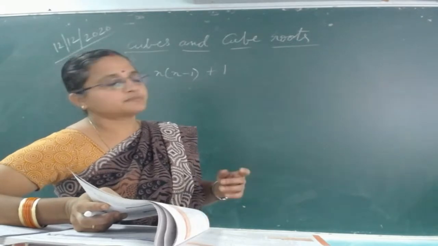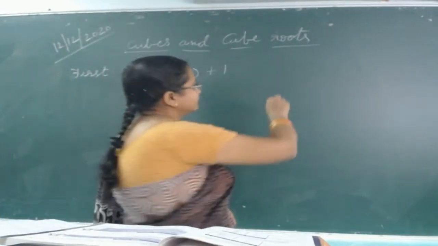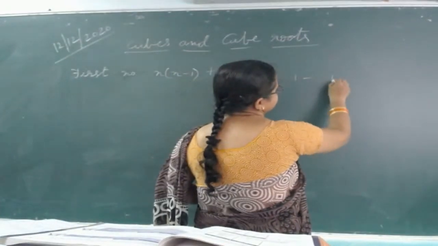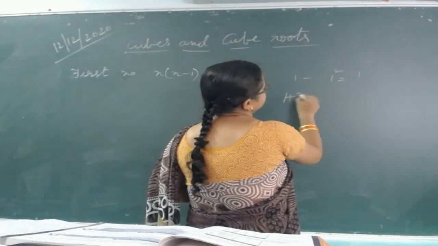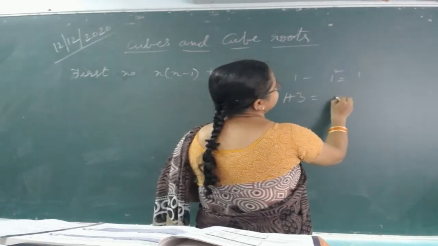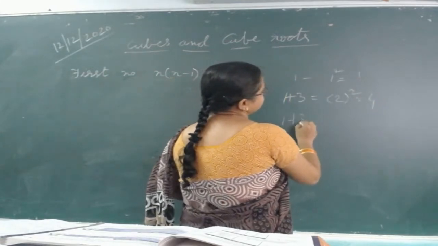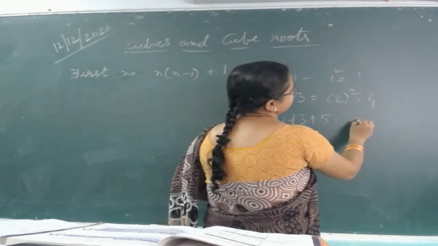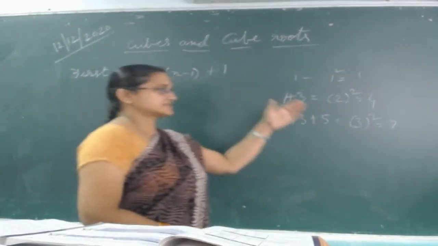Understand or not? What is the rule we can learn? If there is only one number, its square is 1 square, that is equal to 1. If there are 2 consecutive odd numbers, their sum is 2 square, that is equal to 4. If there are 3 consecutive odd numbers, their sum is 3 square, that is equal to 9. So this is for squares, understand or not?